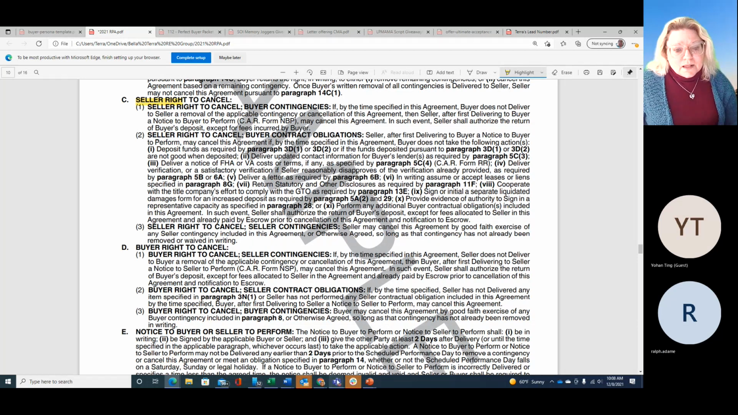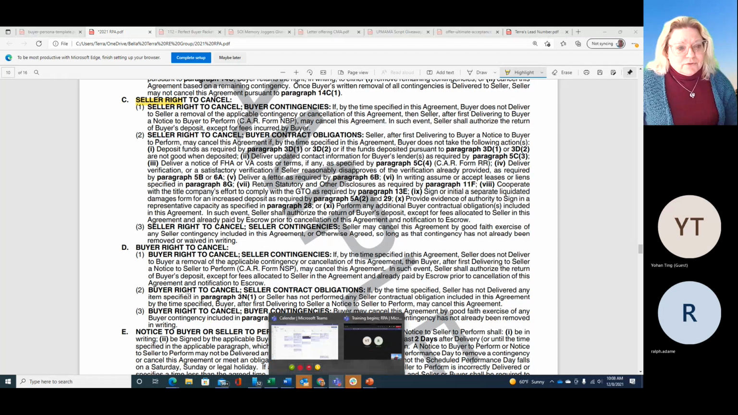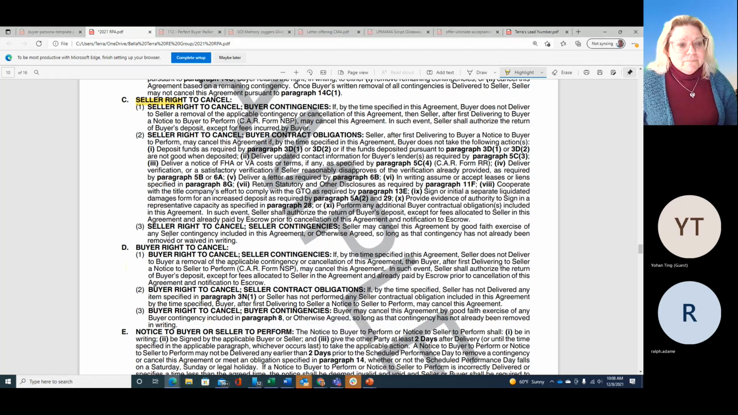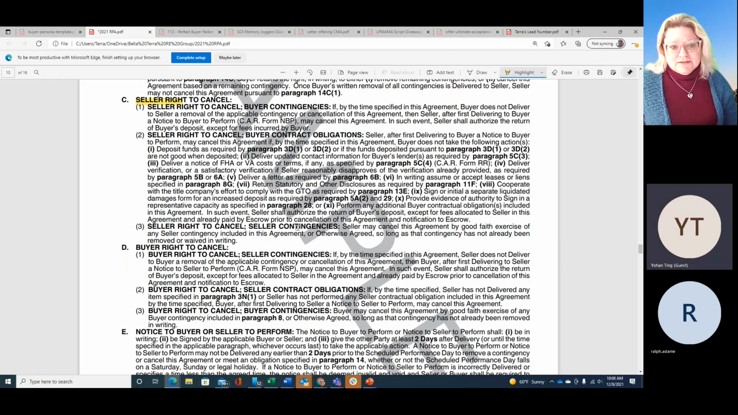Let's see. Johan, you want to read number 3? Yes. Seller right to cancel. Seller contingencies. Seller may cancel this agreement by good faith exercise of any seller contingency included in this agreement or otherwise agreed, so long as the contingency has not already been removed or waived in writing.